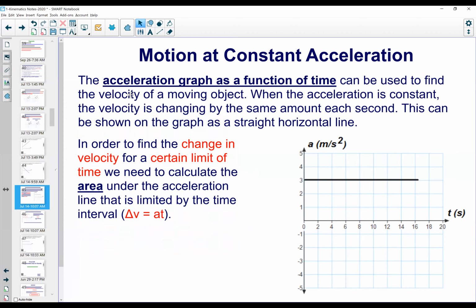So could I get someone to read this first paragraph here at the top? I'll read it. Thank you. The acceleration graph as a function of time can be used to find the velocity of a moving object. When the acceleration is constant, the velocity is changing by the same amount each second. This can be shown on the graph as a straight horizontal line.